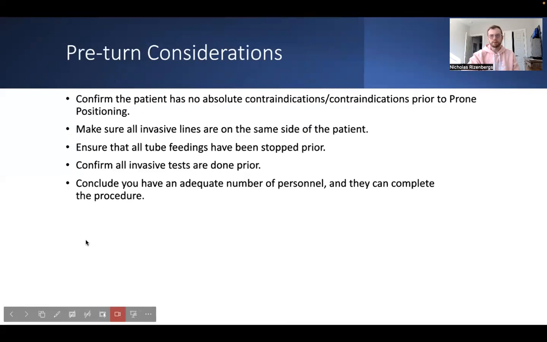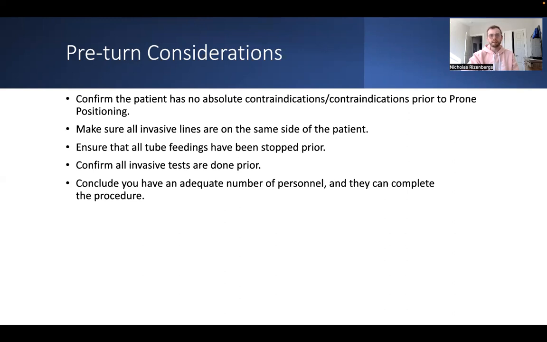So some pre-turn considerations. What should we be aware of before we start to move the patient? Because obviously anything in healthcare, we're not going in there and just flipping them over and running out. This is a time-consuming preparation aspect that needs to be considered at all times. So confirm the patient has no absolute contraindications or contraindications prior to the prone positioning. Make sure all invasive lines are on the same side of the patient. That way you're not disconnecting or kinking tubing or anything.